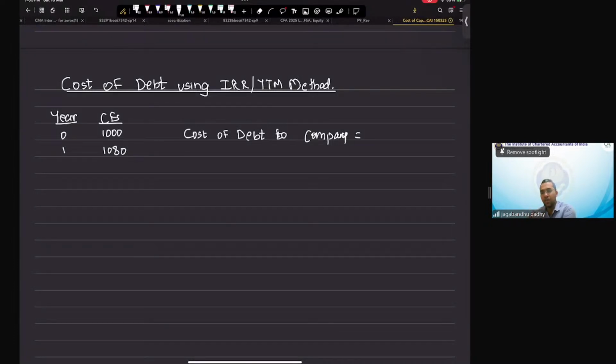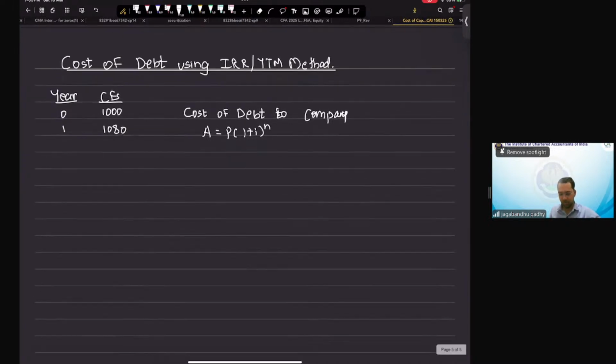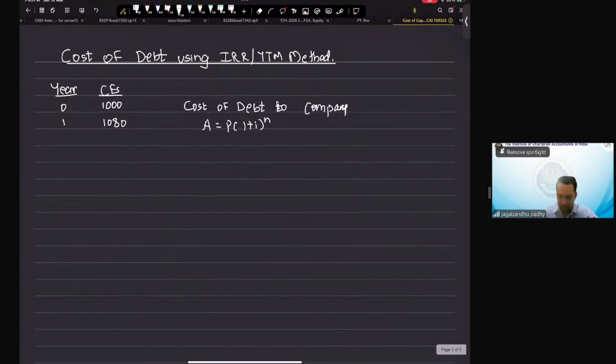YTM is yield to maturity. IRR is internal rate of return. So cost of debt to the company, Bhumika is saying it's 8%. Absolutely correct. I can calculate this cost of debt by simply using this formula: A is equal to P into 1 plus I raised to N.